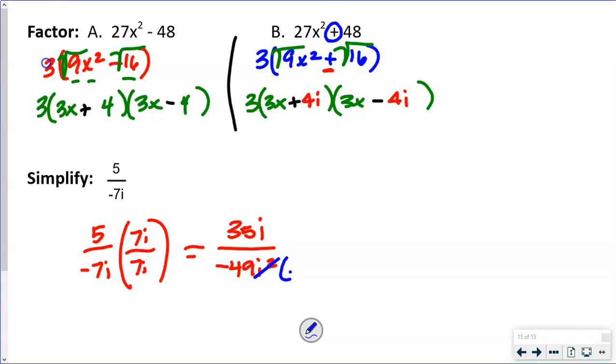So once again, we're going to change this to a negative 1, right? So this is going to be 35i over what? A positive 49, because a negative times a negative is a positive. And many of y'all did. I don't think you guys even did this problem. I think you just assumed because the denominator started out negative, it was going to stay that way. So this is going to end up being 5i over 7. So 5 sevenths i. Okay?